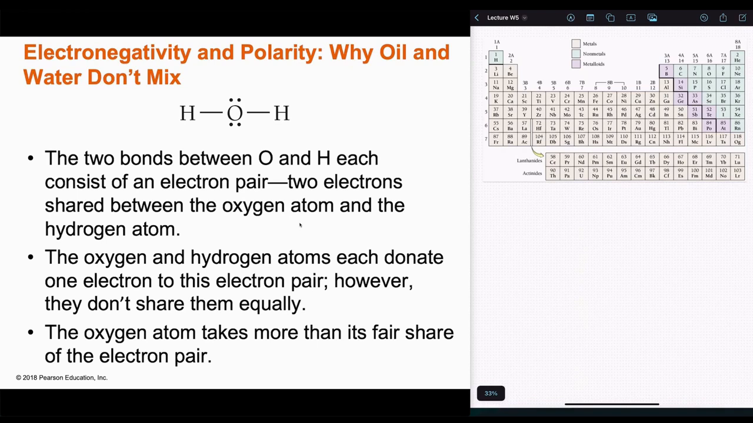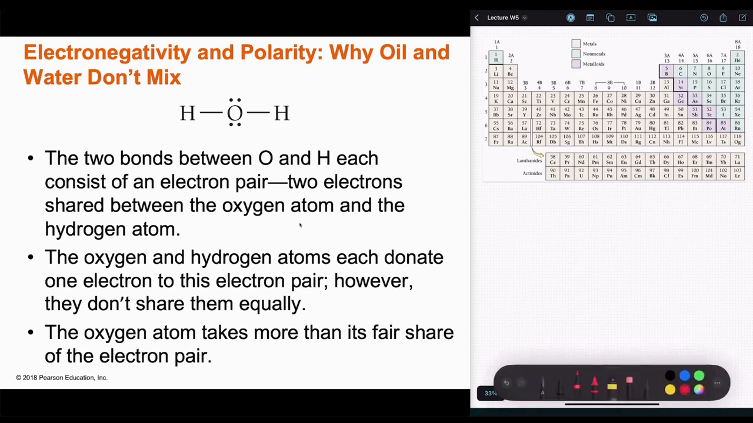So now let me draw the Lewis structure of this water molecule. This is the Lewis structure of a water molecule. We have two bonds, and the oxygen atom has two lone pairs, and these two bonds we call covalent bonds.